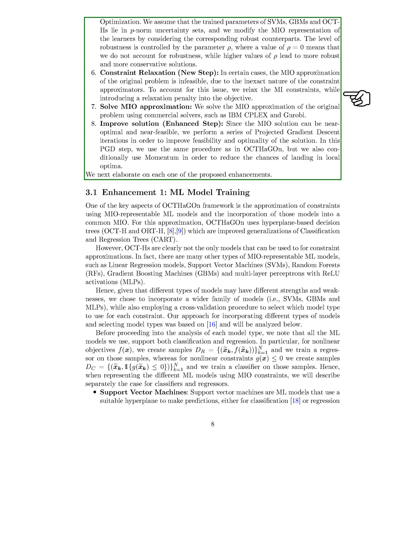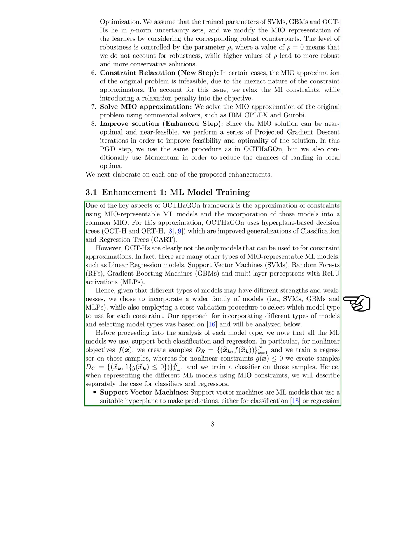Given that different models have their own strengths and weaknesses, we decided to include a broader range of models, such as SVMs, GBMs, and MLPs. We also use a cross-validation procedure to decide which model type to use for each constraint. All the machine learning models we use support both classification and regression. For nonlinear objectives, we create samples and train a regressor on these samples. For nonlinear constraints, we create samples and train a classifier on these samples.